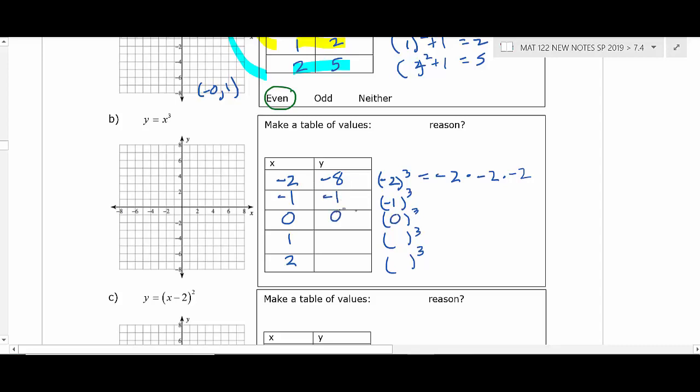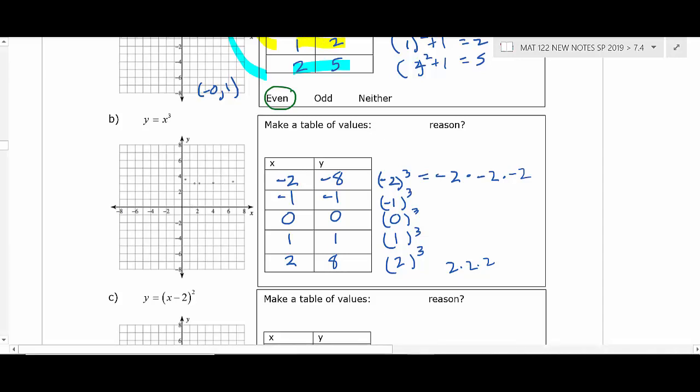0 to the third is 0. 1 to the third is 3. That's a mistake I see students do all the time. 1 to the third is 1. And then 2 to the third, not 6, it's 2 times 2 times 2 is 8. Those are little mistakes that, if you're not paying attention, you can make.